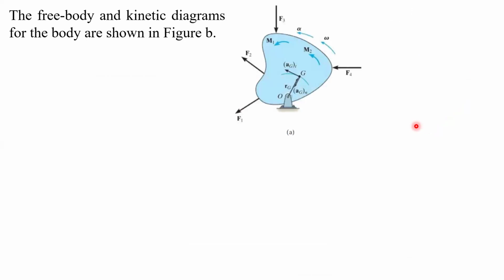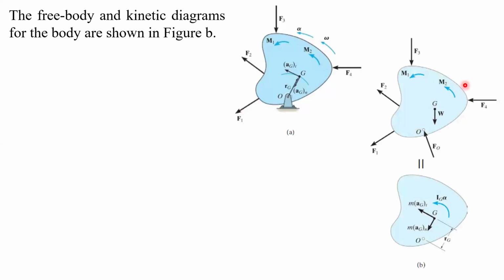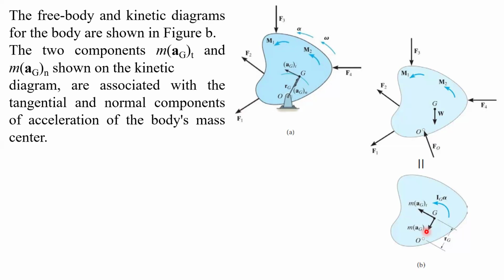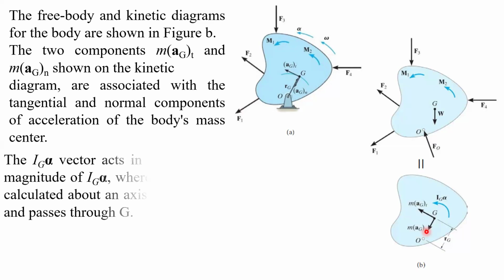The free body and kinetic diagrams for the body are shown in figure B. This is the free body diagram showing all the forces and moments acting on the body, while this is the kinetic diagram showing all the forces and moments acting. So the two components, the tangential force and the normal force, shown in the kinetic diagram are associated with the tangential and normal components of acceleration of the body's mass center.